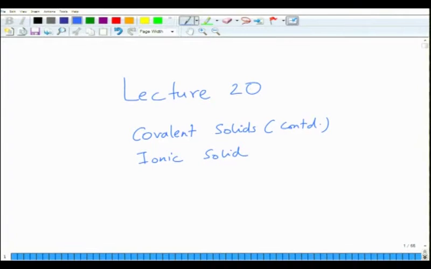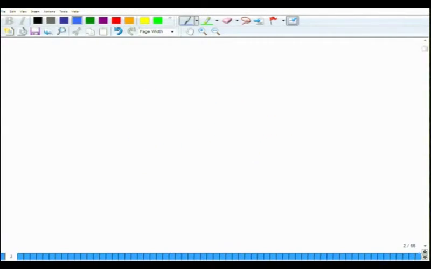So we could not finish the covalent solids in the last lecture, so we will do the remaining part here, and then we will continue with the ionic solids, the introduction to ionic solids. So we were talking about the formation of covalent solids.